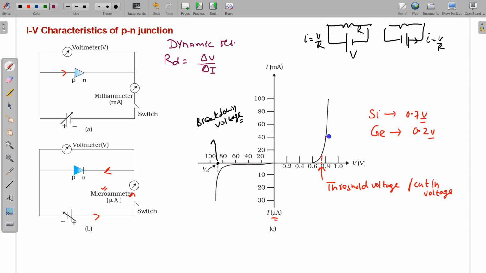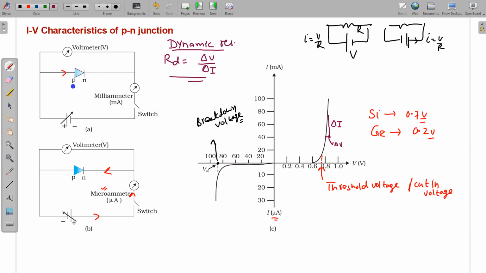Suppose from here to here there is a change in voltage which is equal to delta V, and from here to here there is a change in current which is delta I. If we divide this, delta V upon delta I, this is known as dynamic resistance for this particular range of voltage or current. So this is dynamic resistance. Obviously, if you have to define a resistance, it is equal to the instantaneous voltage upon instantaneous current, but we are more interested in the dynamic resistance for a particular range.